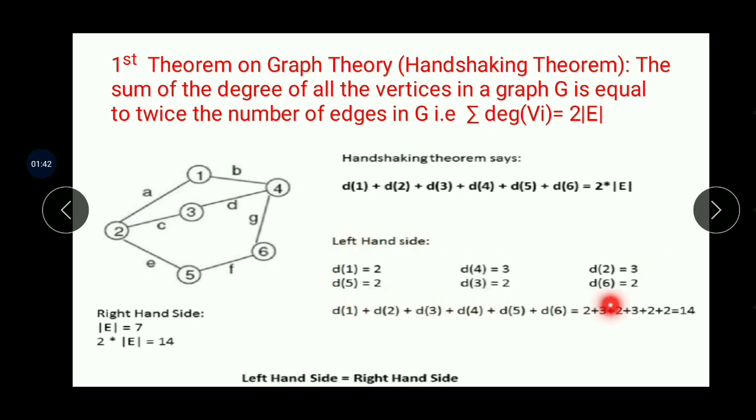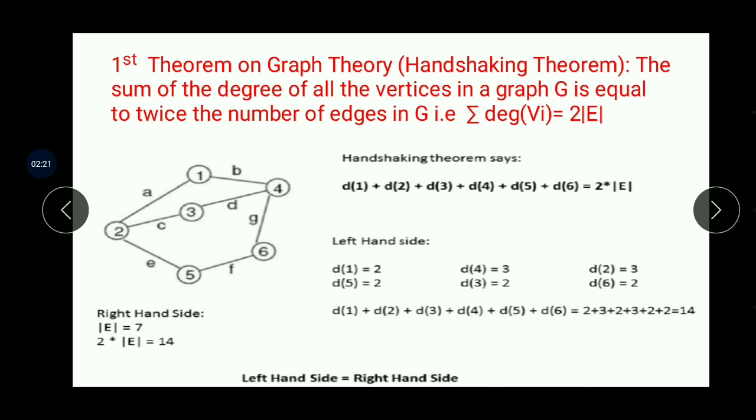If you add them up, you will get a sum of 14. And if you look at the edges here, how many edges are there? First edge, second edge, third edge, fourth, fifth, sixth, 7 edges. So 7 into 2 is again 14. So the sum of the degrees of all the vertices is 14, and 2 times the number of edges is also 14. So the sum of the degrees of the vertices is equal to 2 times the number of edges. Okay, so this theorem holds for all graphs.